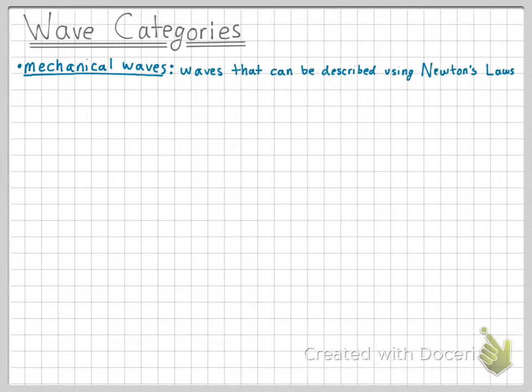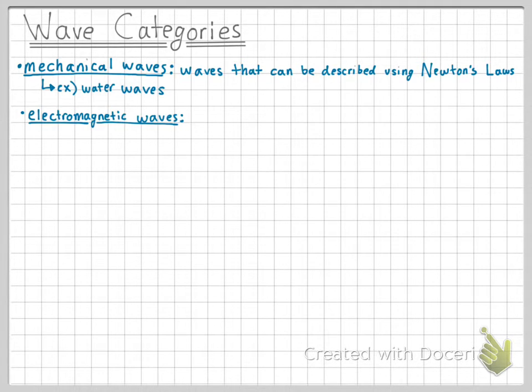This video covers the several different kinds of waves that we'll talk about in this class. So first there are mechanical waves, which are waves that can be described using Newton's laws. A good indication of a mechanical wave is that if you see a wave occurring, it is most likely a mechanical wave. An example of a mechanical wave is water waves.